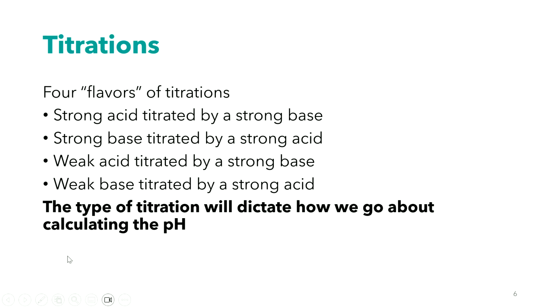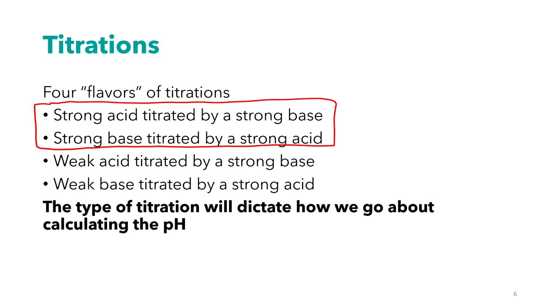We have 4 different titrations, and I'm going to split them up based on whether we're dealing with a strong acid and strong base, or if one of the components is weak, because that is going to differentiate the calculations that you do. We're going to start with the easier of the two, where we have a strong acid titrated by a strong base, or vice versa.